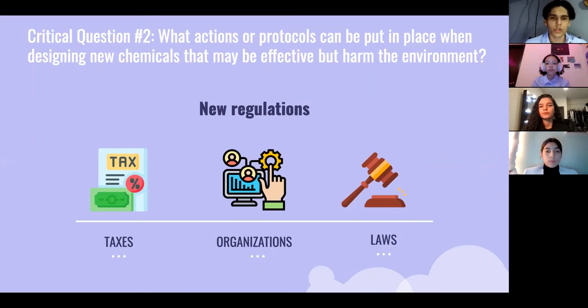Regarding critical question number 2, we found that the actions that need to be taken for the creation of new chemicals that are environmentally friendly are new regulations. Regulations such as higher taxes on products with harmful chemicals, laws that force companies to develop new alternatives to these chemicals, and organizations that verify and enforce these processes.